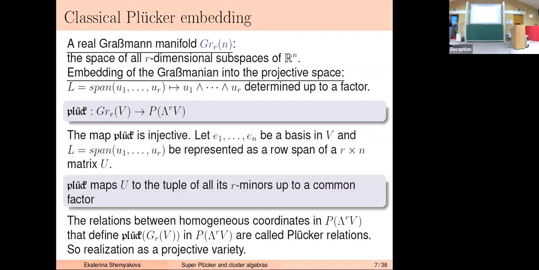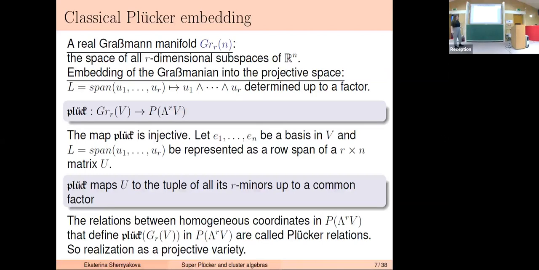So Grassmannians, what is the Plücker embedding? You of course know everything about Grassmannians because it was your bread and butter, but this is just to fix notations. We have real Grassmann manifolds, right? The space of r-dimensional subspaces, say in R^n. And what is the Plücker embedding? You take any element of this Grassmannian, any r-dimensional subspace, say generated by basis vectors u1 to ur, and you map it into the wedge product of these vectors.